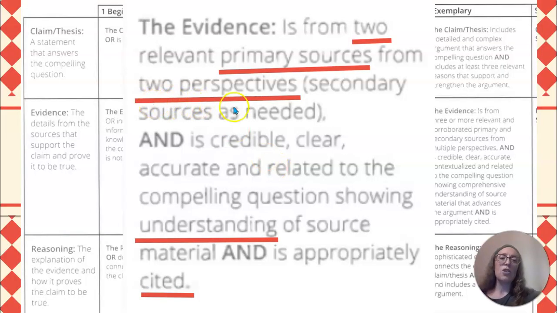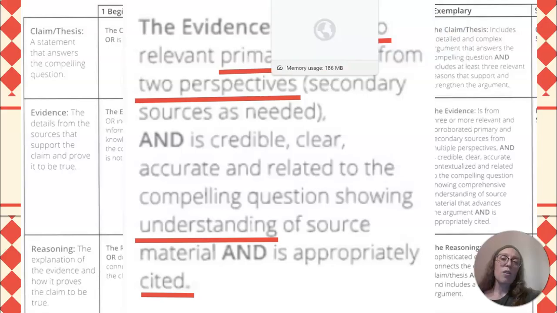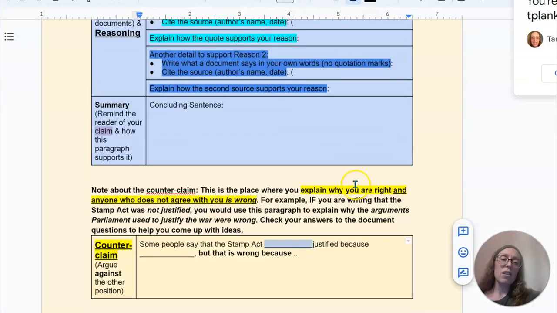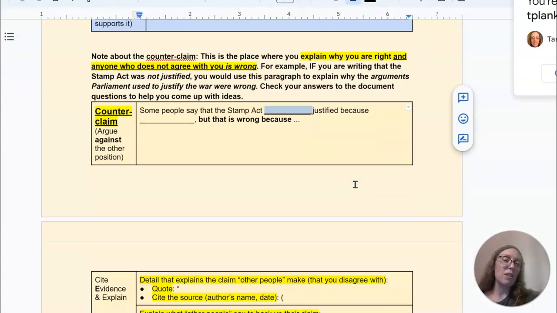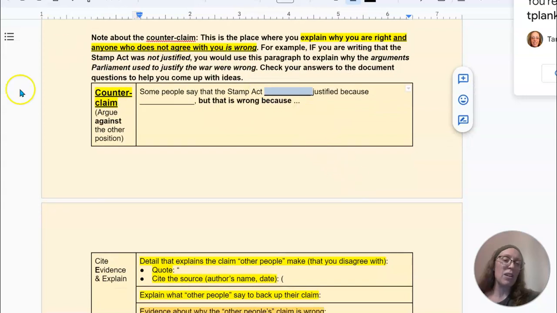Now, it says I need two perspectives. I happen to have two perspectives in my sources that I chose, but there's another part that we need to talk about here, and that is the counter argument. Because we're going to need to have a counter argument that gives the other side but explains why the other side is wrong. So the counter argument is down here in this yellow box. This is also called a counterclaim. Counter means like opposite in this case.